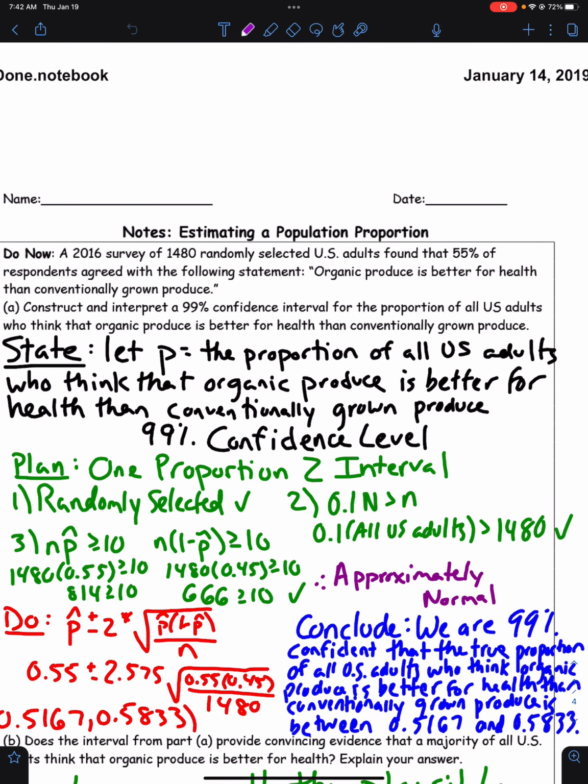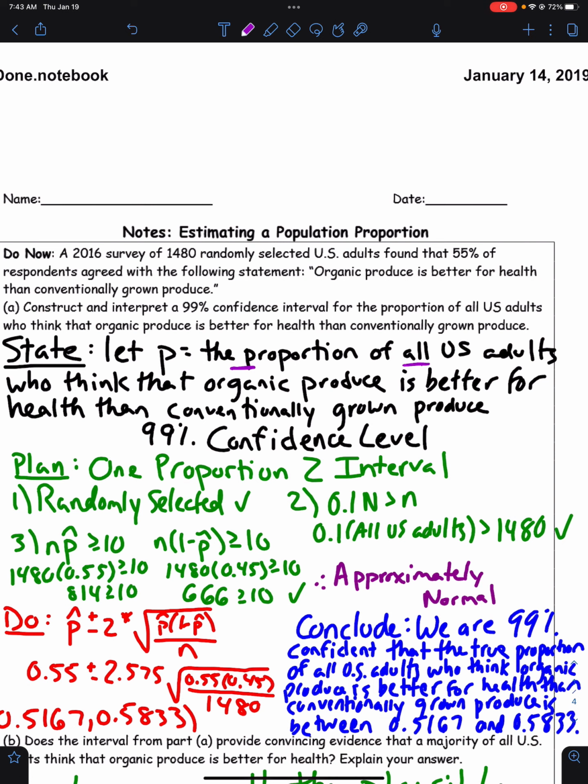For the state part, make sure you state the parameter. I probably should have put the true or the population proportion. I guess this is of all U.S. adults, so that's fine. The confidence level is 99%. Our first 99% confidence interval. Oh joy.